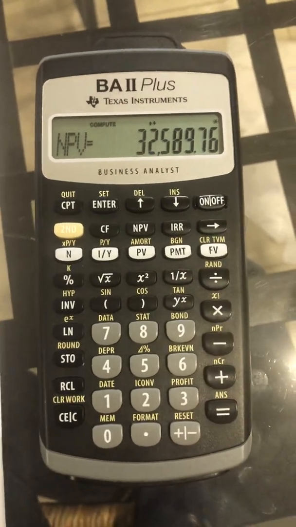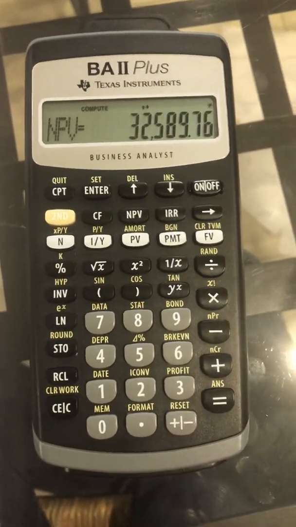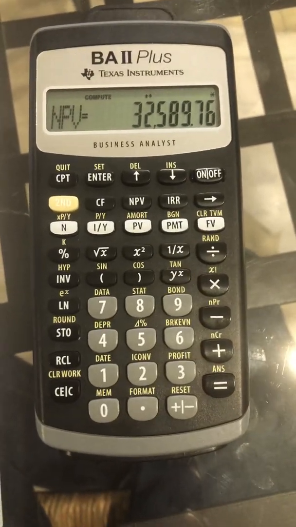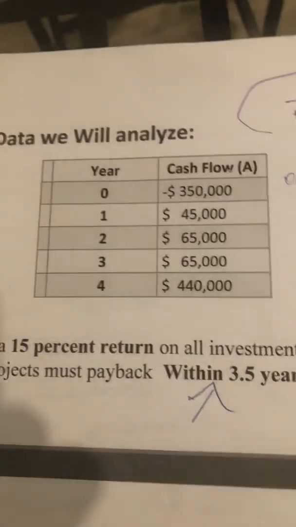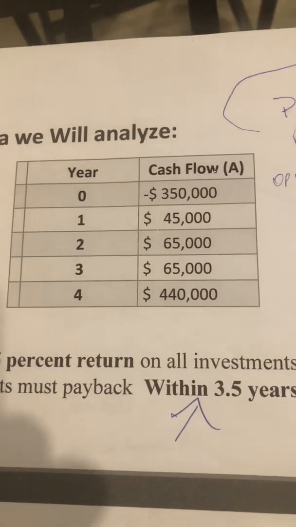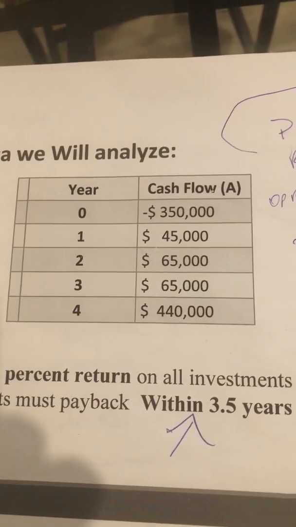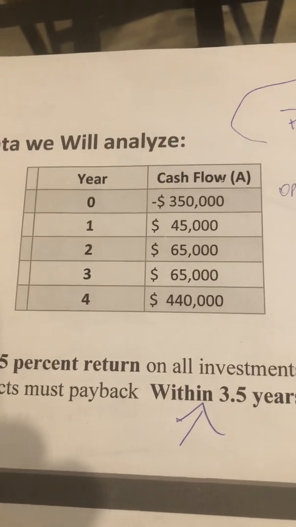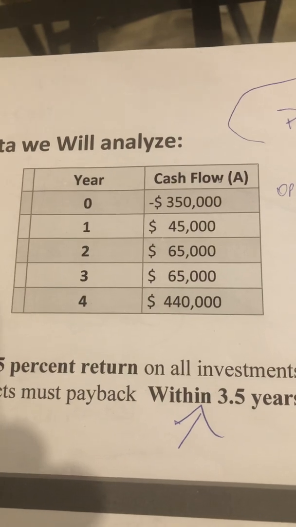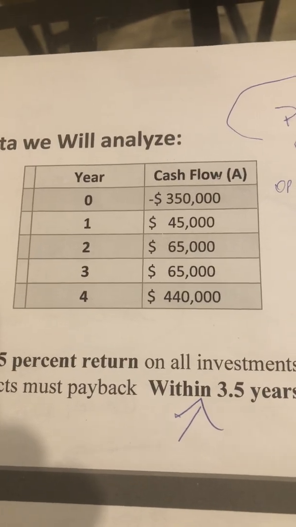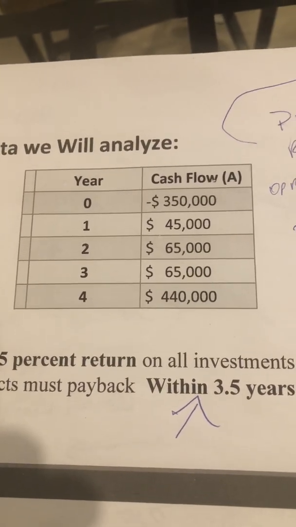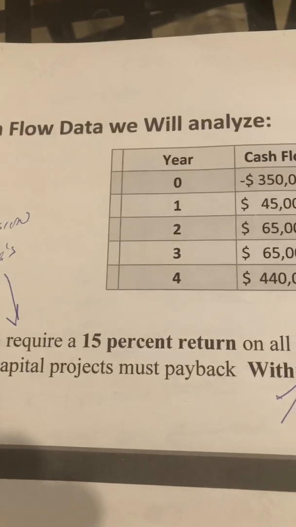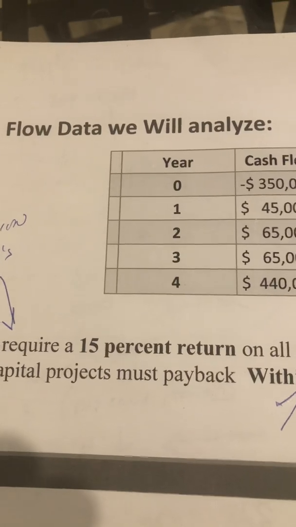In this video, we're going to look at calculating the internal rate of return, or the IRR, using the BA2 Plus calculator. The data that we're looking at: we have an initial investment of $350,000, and then the projected cash flows for year 1 of $45,000, year 2 of $65,000, year 3 of $65,000, and finally year 4 projected cash flows of $440,000. And our required rate of return is 15%.